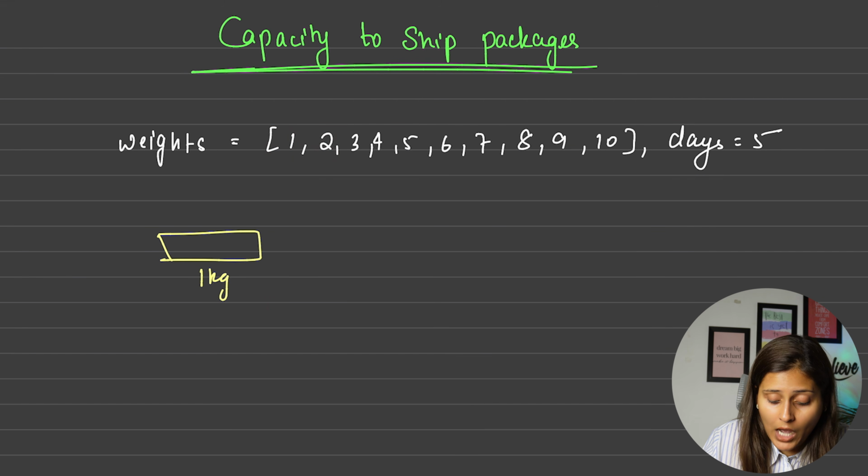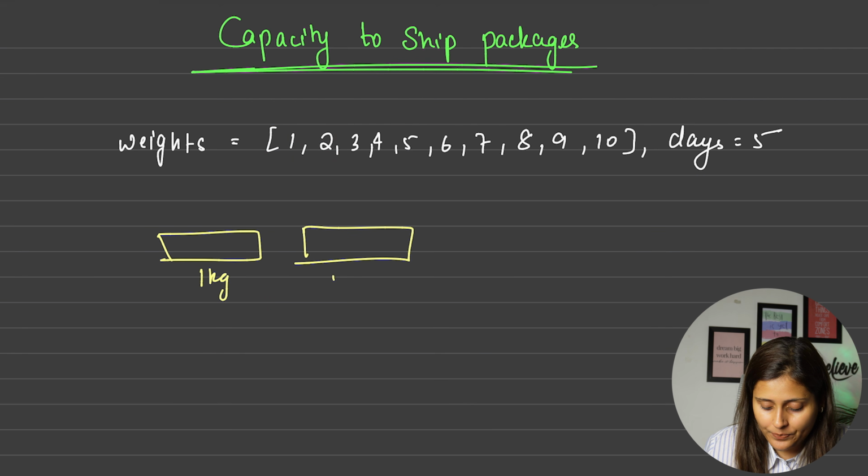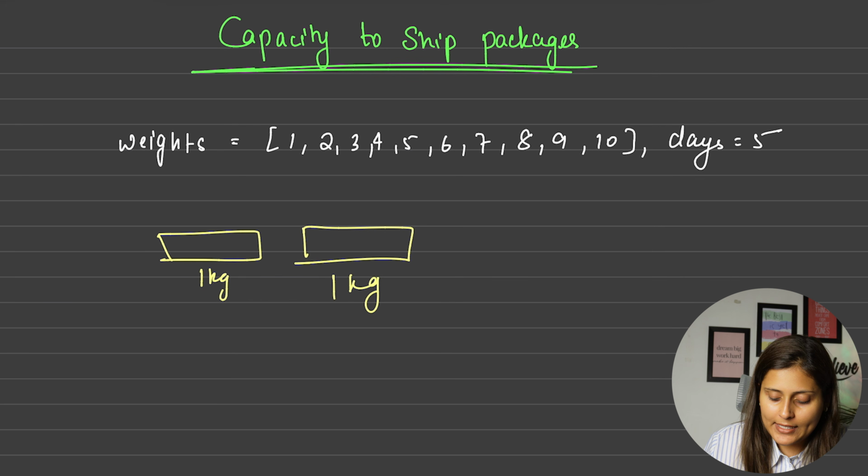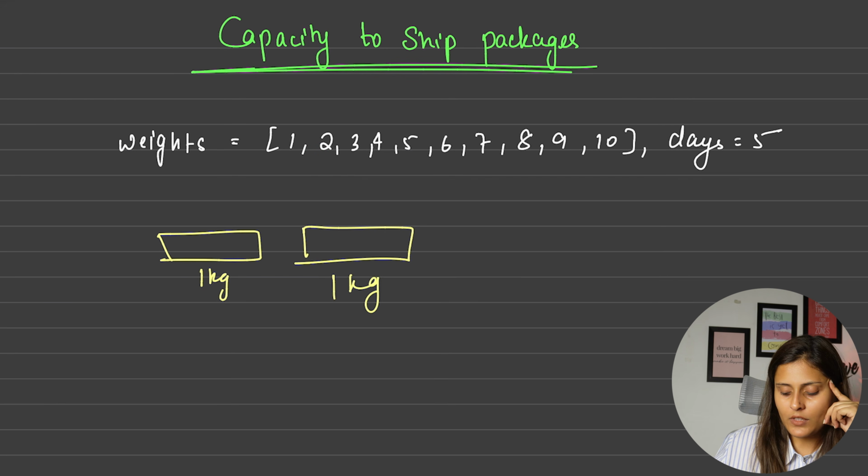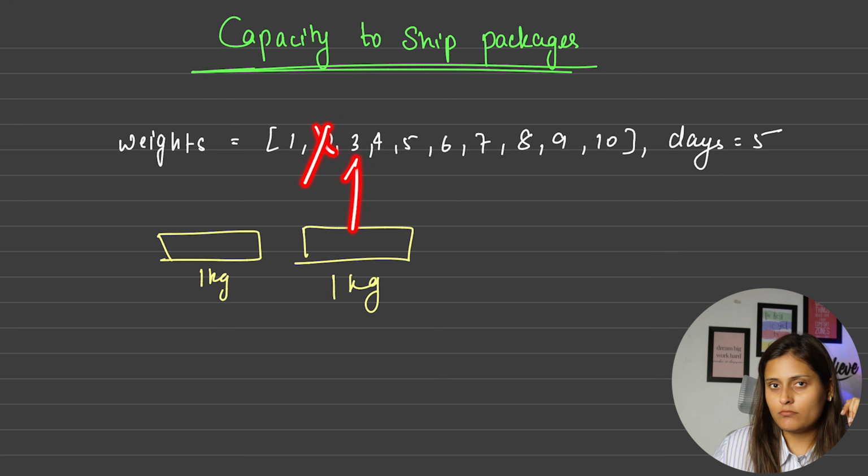Now on the second day, suppose the capacity is 1 kg only. Can I take 2 here? Think, capacity is 1 kg. Can I take 2? We cannot take it. Next day 3, we cannot.